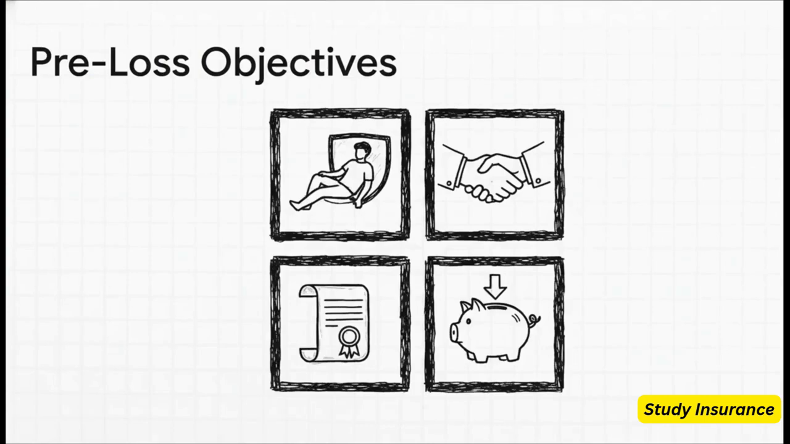Long before a loss ever happens, an organization has goals. They want peace of mind, knowing they're prepared. They have to meet legal requirements. That's what the textbook means by that fancy phrase, externally imposed obligations. They also want to act responsibly. And of course, they want to keep the costs of managing all this risk as low as possible. It's all about proactive thinking.